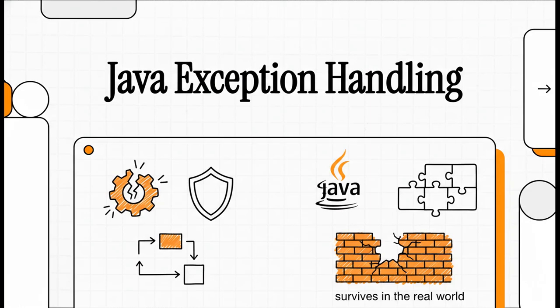All right, let's dive in. If you want to write Java code that can actually survive out in the wild, there's one skill you absolutely have to nail: exception handling. And that's exactly what we're going to break down today.